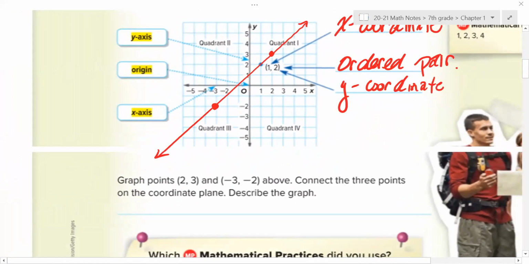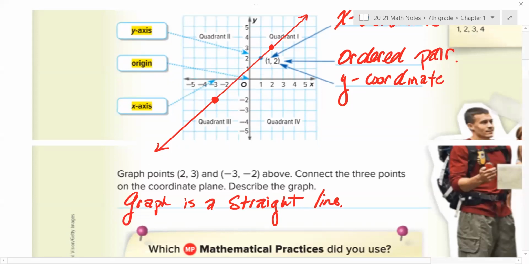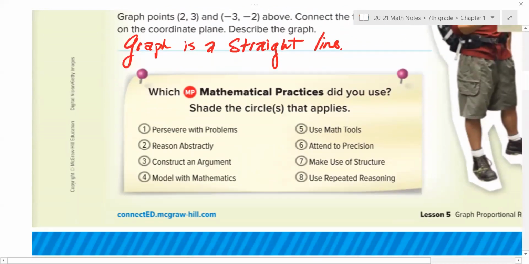Describe the graph. Now keep in mind that whenever they ask you to graph something, the graph is what you're actually writing on there. The coordinate plane is the background. So describe the graph. The graph is a straight line. So just as a reminder, you are expected to be writing what I write in your textbook.